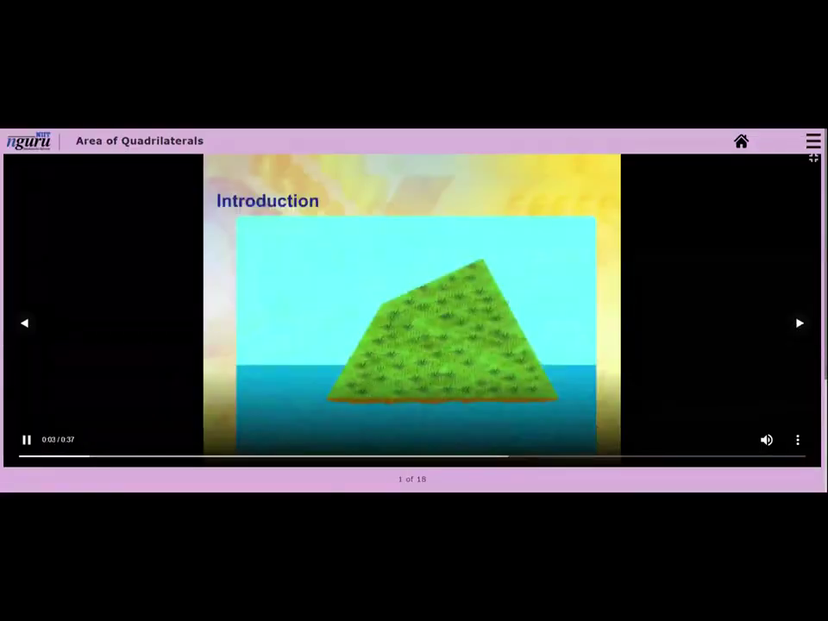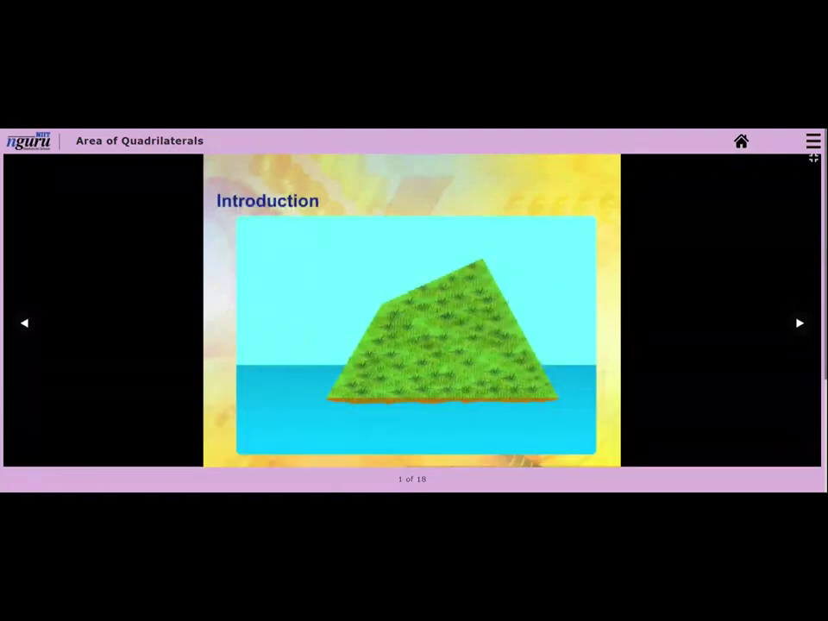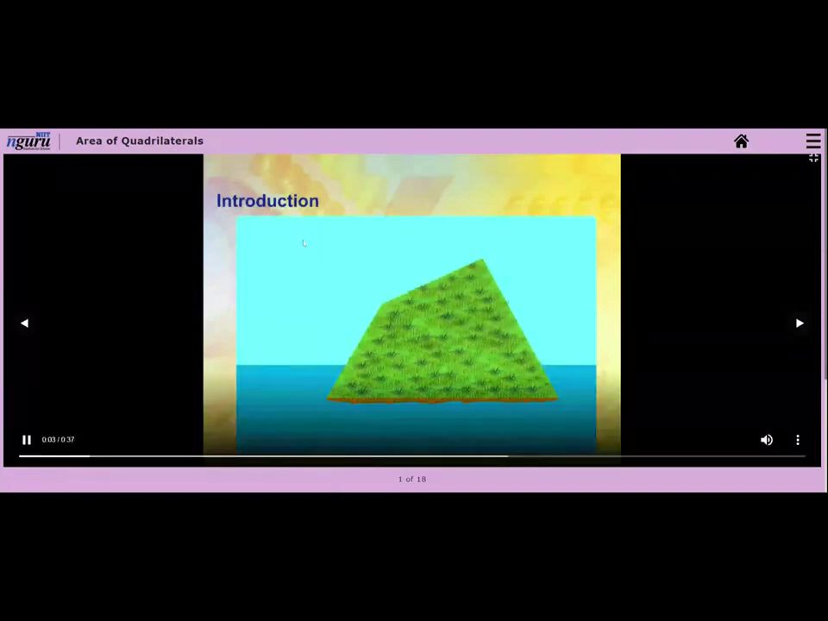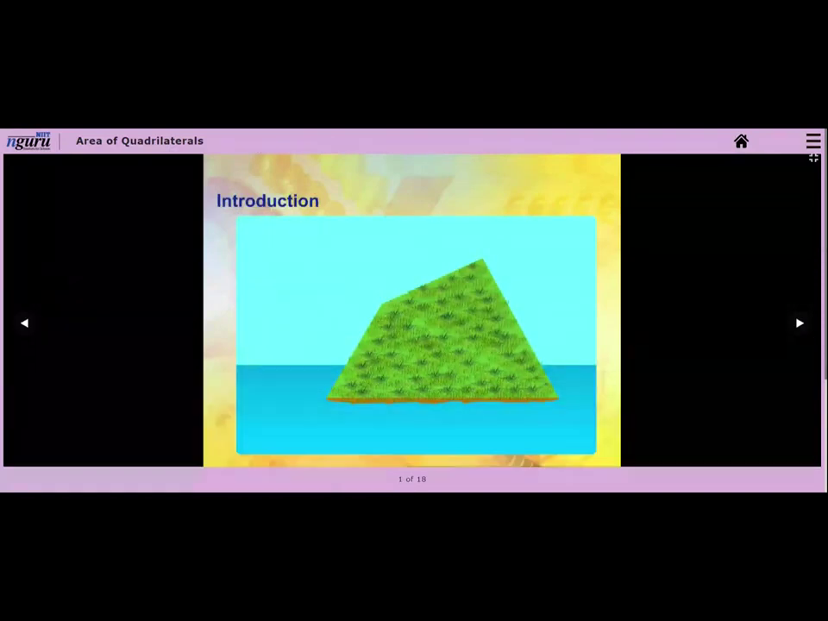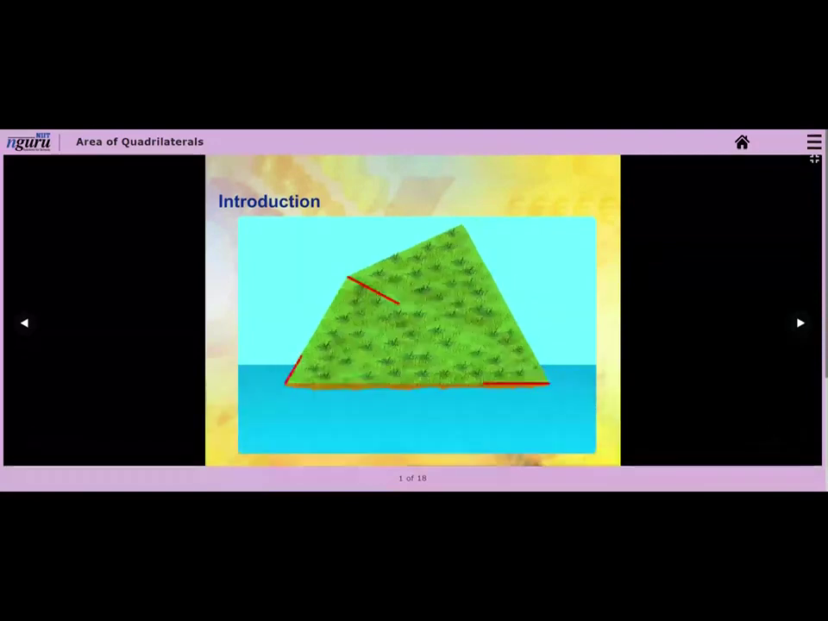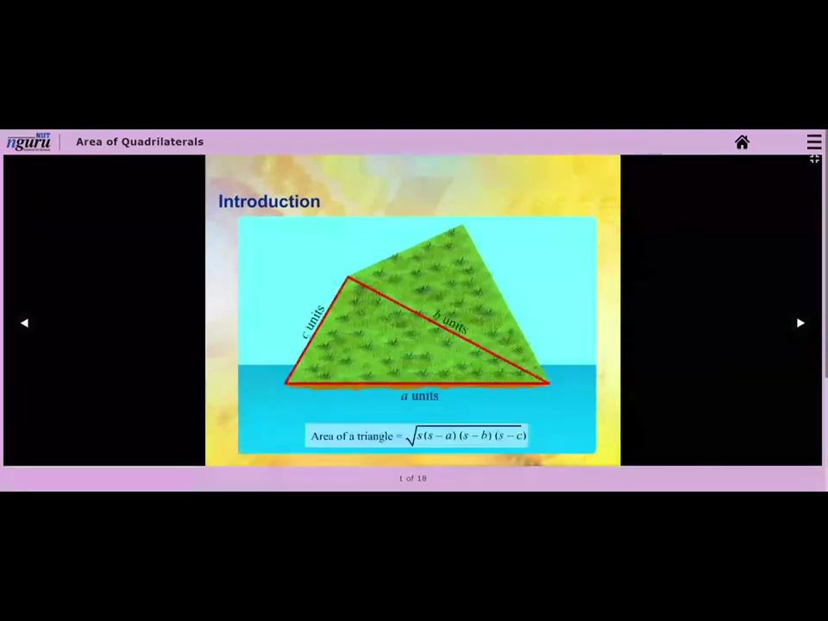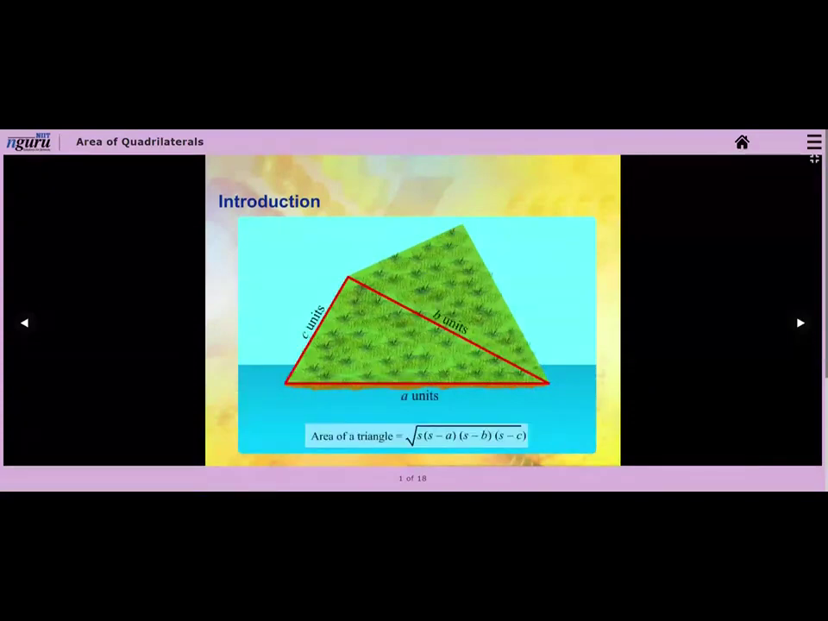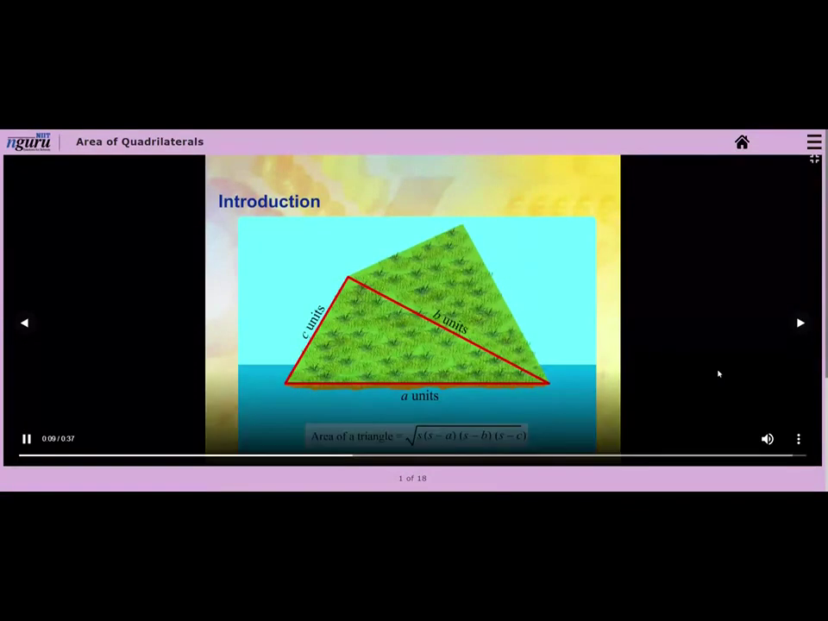Arvind wants to sell a piece of land. You have seen this, no? You have seen this or not? No, ma'am. In order to fix a price for the land, he needs to calculate its area. Now, we know that Heron's formula can be used to calculate the area of a triangle when all its sides are known. Now here you can find the area of the two triangles and then add it up.